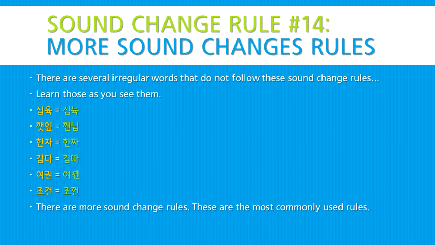십육 is just pronounced as 십육. 깻잎 is actually pronounced as 깻잎. 한자, 감다, 여권, 조건.